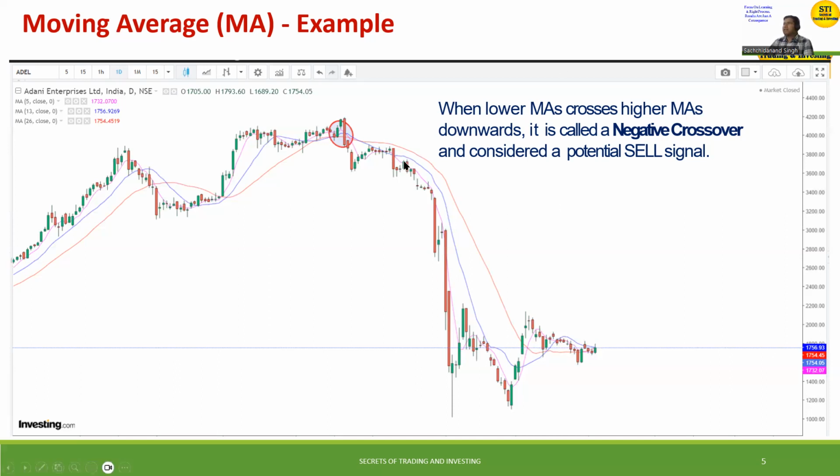So the news came here, and the negative crossover had already happened, I think more than 2 weeks in advance, where the moving average of 5 is crossing in a negative direction over 13 and again 26. Okay, so this was the time frame.